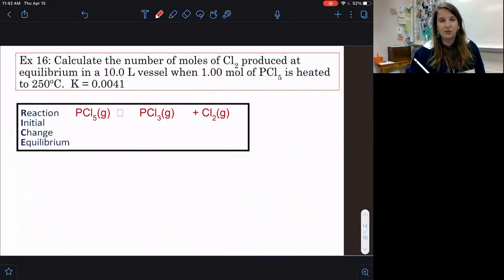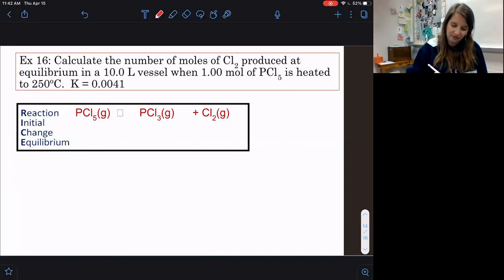So let's look at this next question. Calculate the number of moles of chlorine produced at equilibrium in a 10-liter vessel when 1 mole of PCl5 is heated to 250 degrees. Now, again, the temperature isn't important to our calculations. It's just because the K value can change at different temperatures. That's why we specify it in the problem, but it's not affecting our mathematical calculation at all.